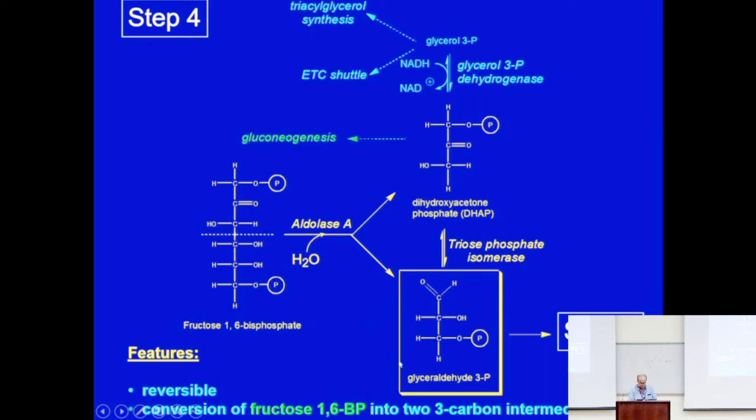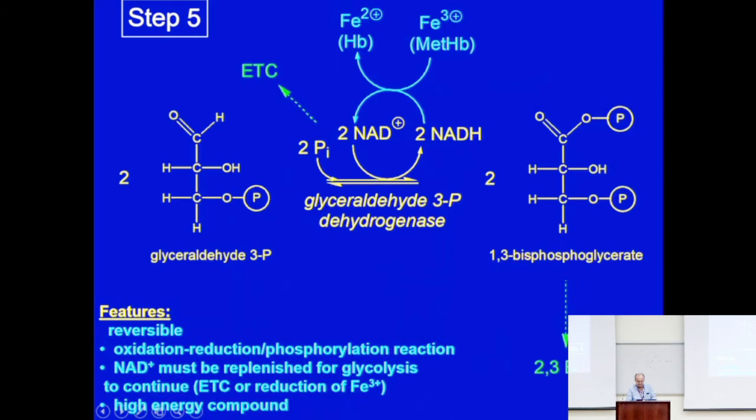So this is what I want you to think of. We're going to carry forward two glyceraldehyde 3-phosphate molecules. We always want to keep track of the carbons. Nothing disappears, there's no disappearing matter here. So we have two 3-carbon molecules in the form of glyceraldehyde 3-phosphate moving forward.